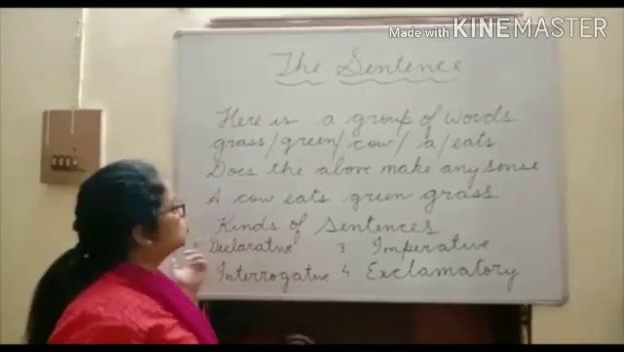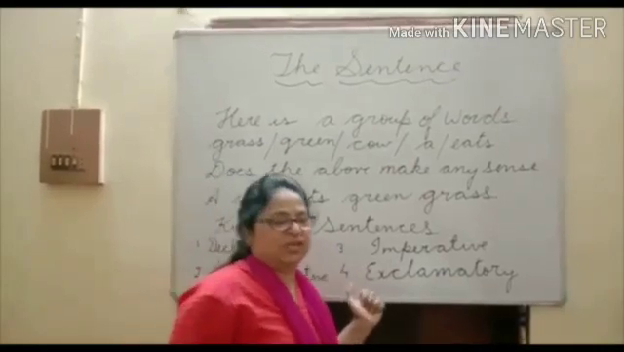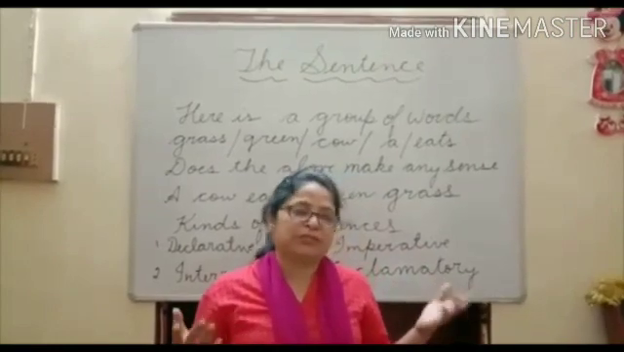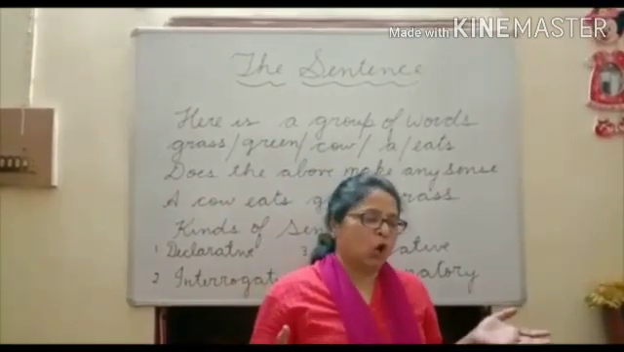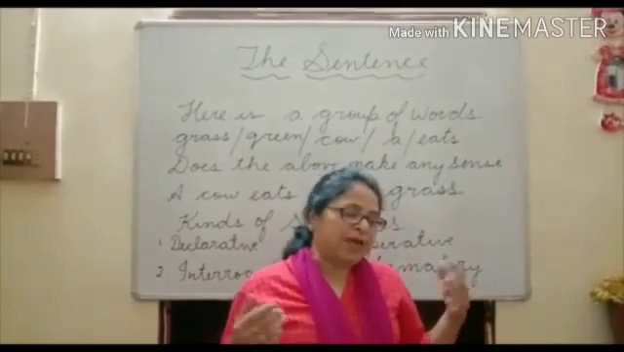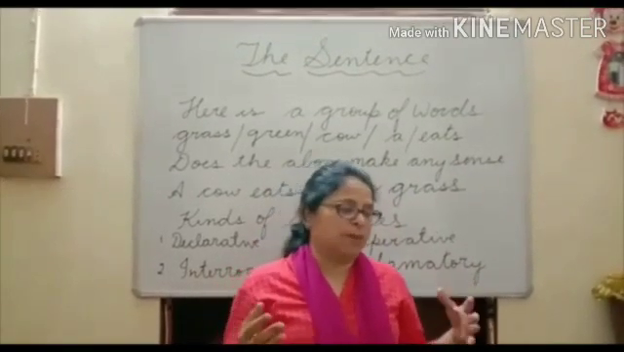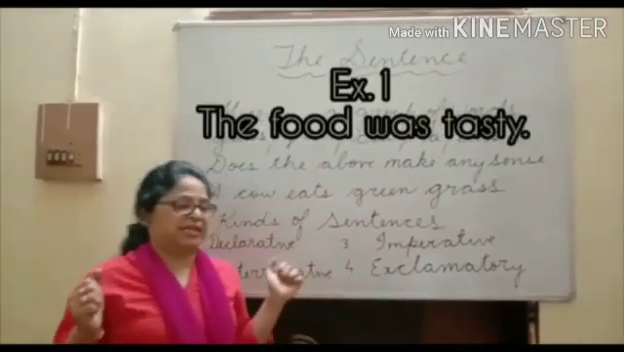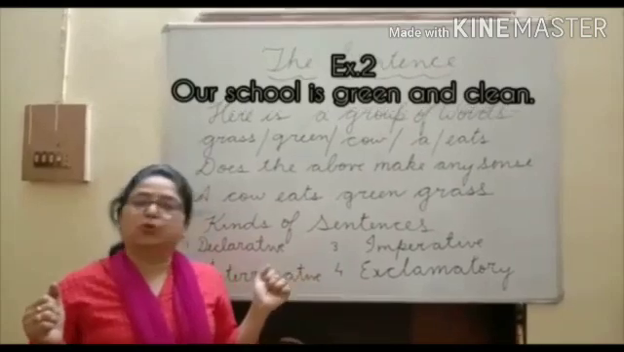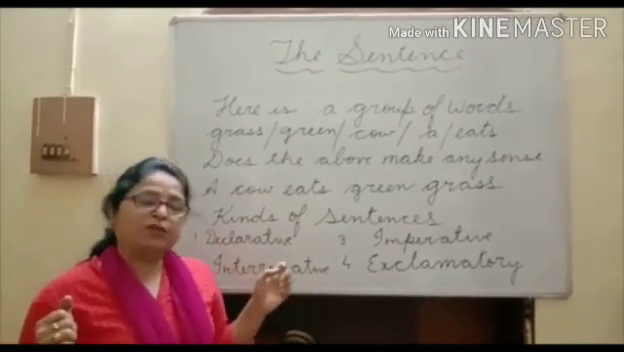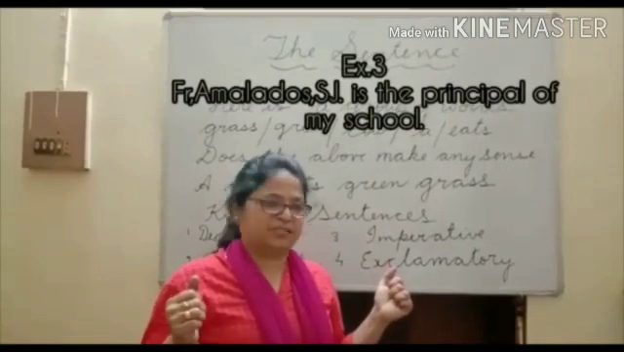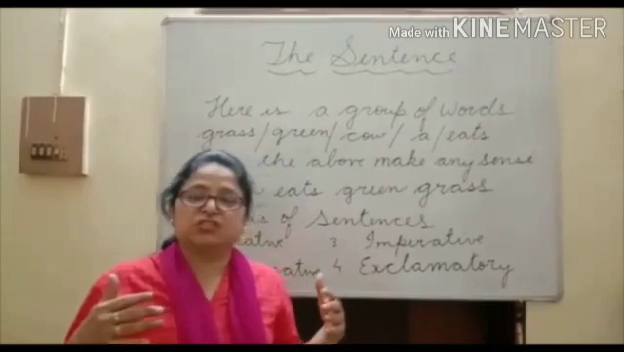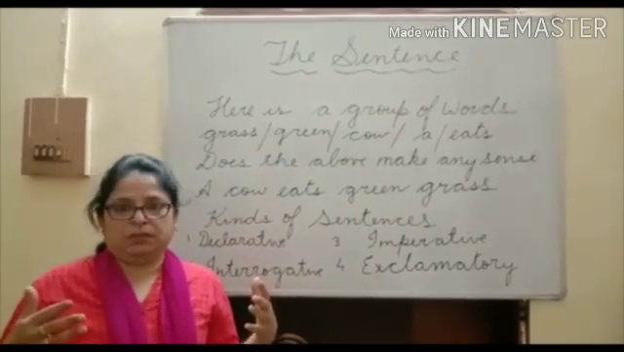Declarative sentence is also known as assertive sentence. Declarative sentence is a declaration of what you are thinking. You are stating a fact or expressing an opinion. In other words, you are giving an information about someone or something. For example, the food was tasty. Our school is green and clean. Father Amnados is the principal of my school. My father is a doctor. So these sentences are giving information.